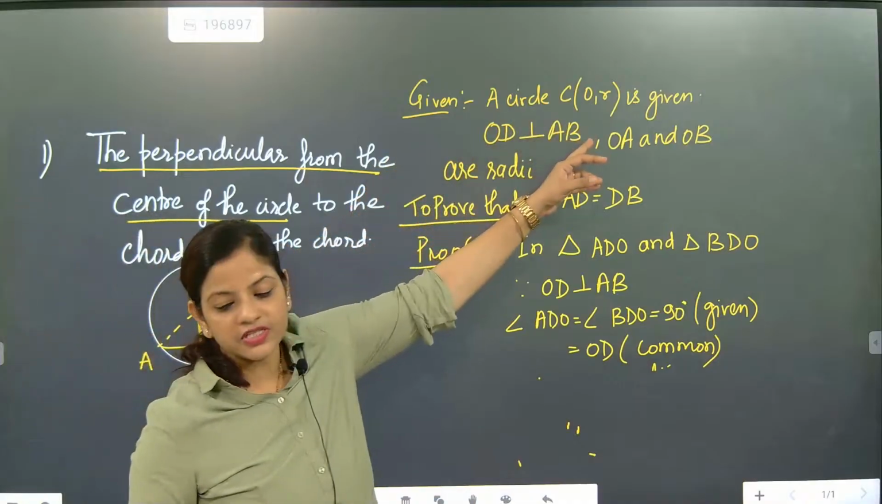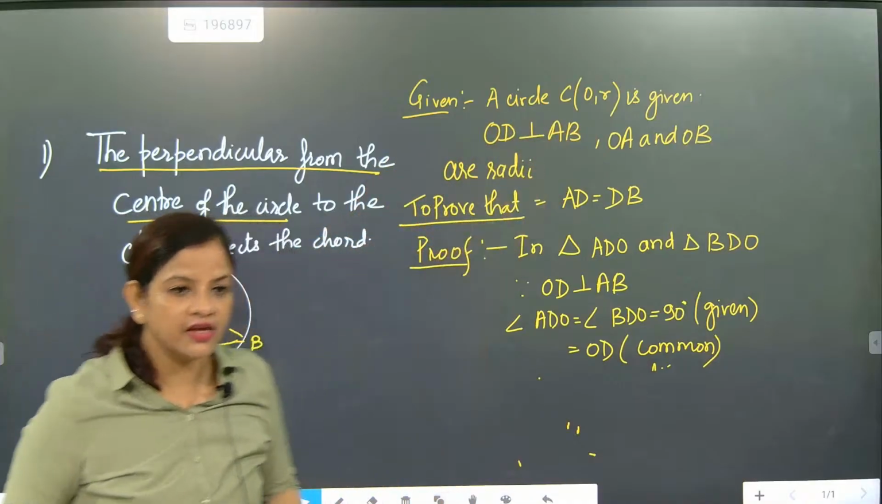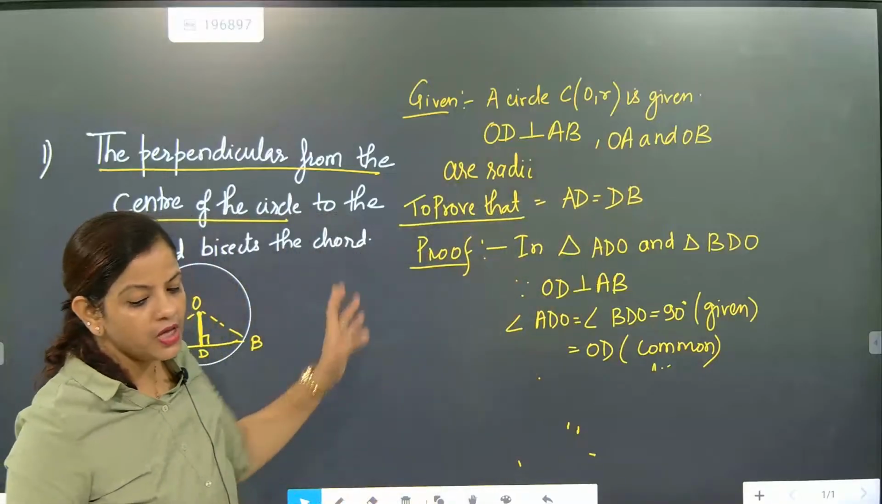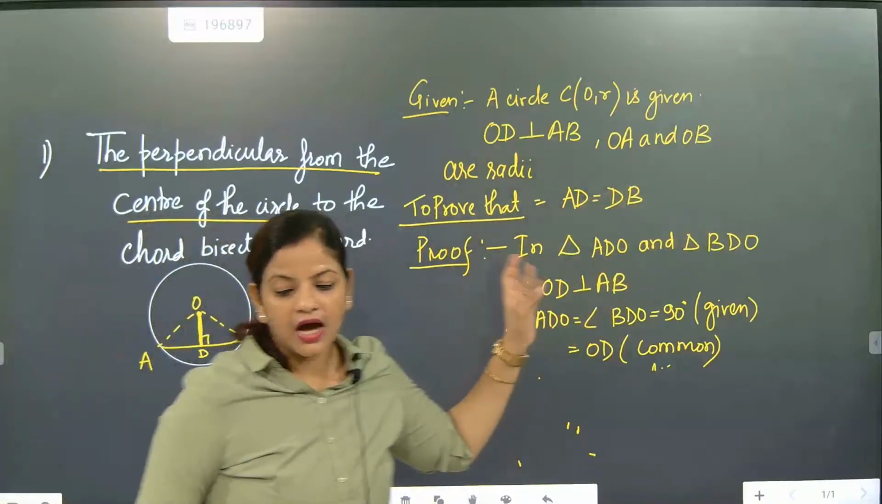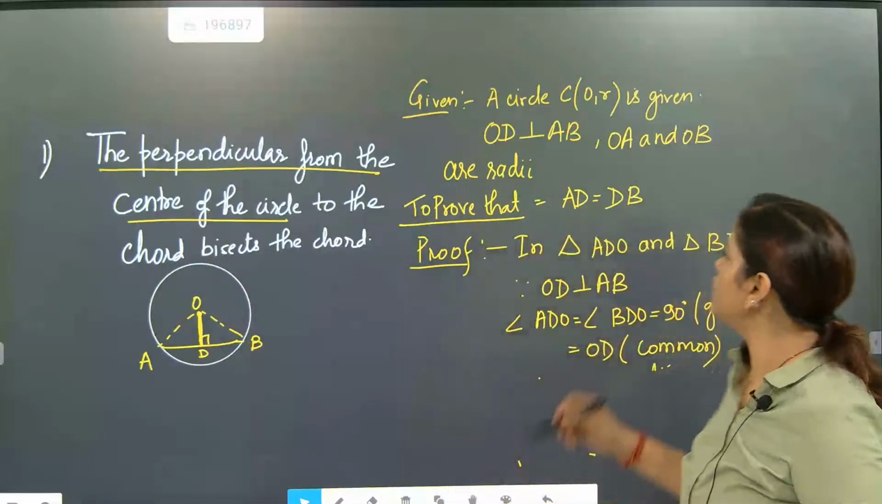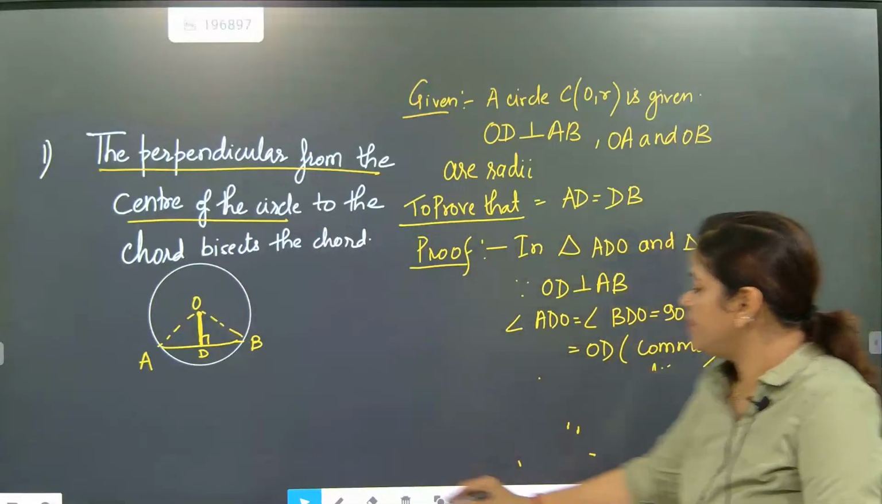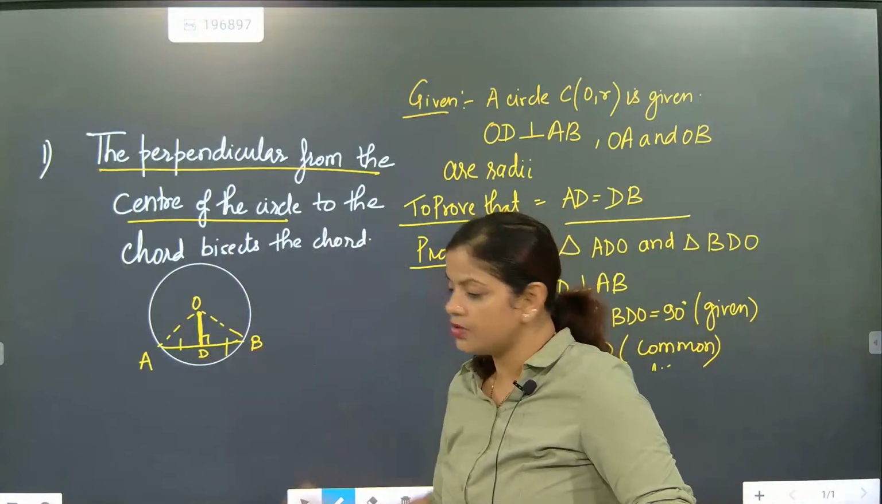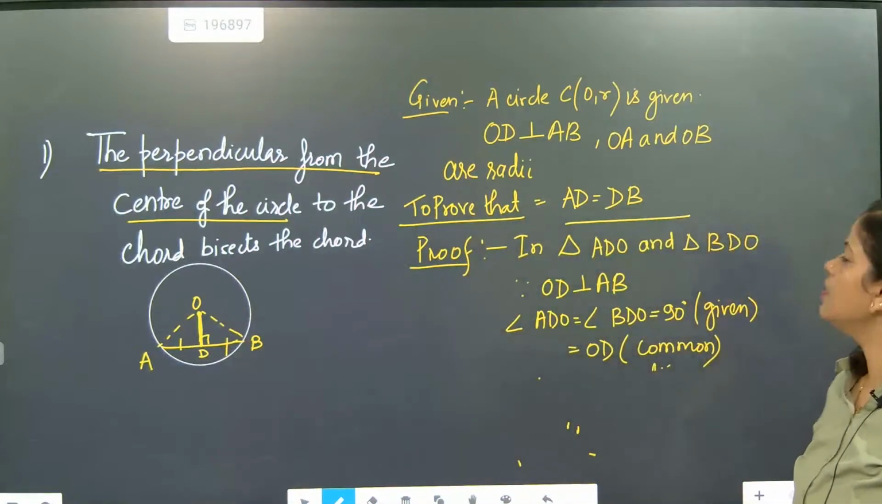So a circle with center O and radius R is given. OD is perpendicular to AB. Now OA and OB are radii. Now what we need to prove? AD is equal to DB. That is, the AD part is equal to the DB part.